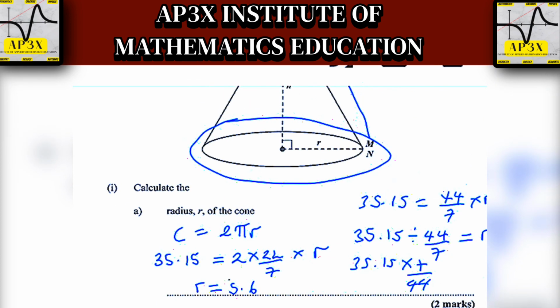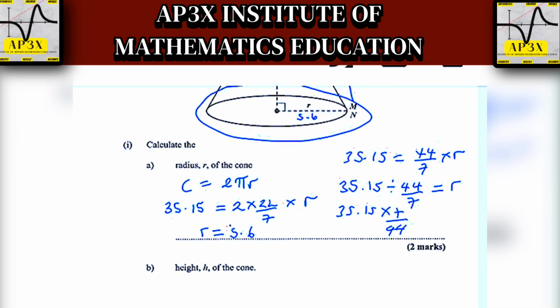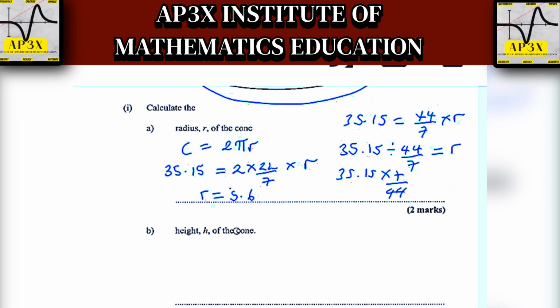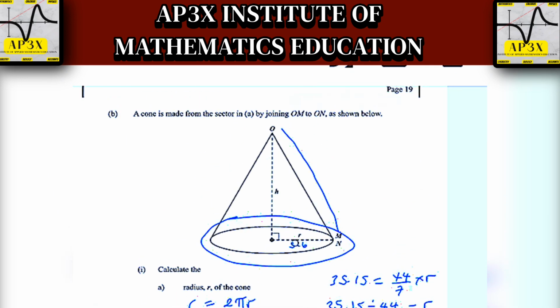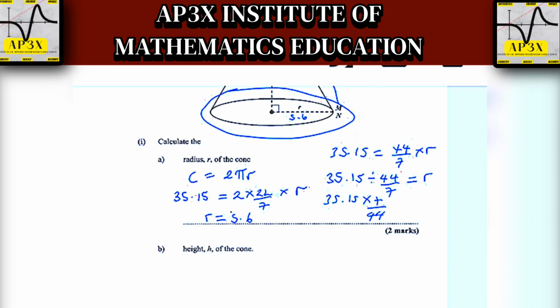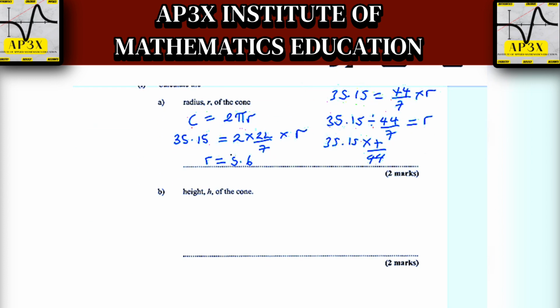Okay, so the radius here is in fact 5.6 centimeters. All right, now the height of the cone. Since we know that the radius is 5.6, and we already established that MO is in fact 12 centimeters, we can use the Pythagoras theorem to find the height here, because you can see that it creates a right angled triangle. So this is a nice mixture question by CSEC, merging measurement with trigonometry.